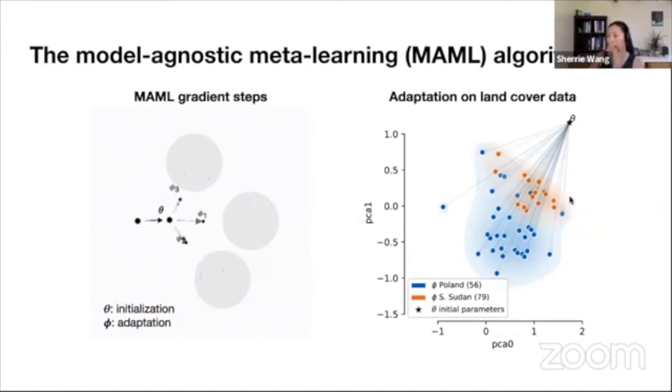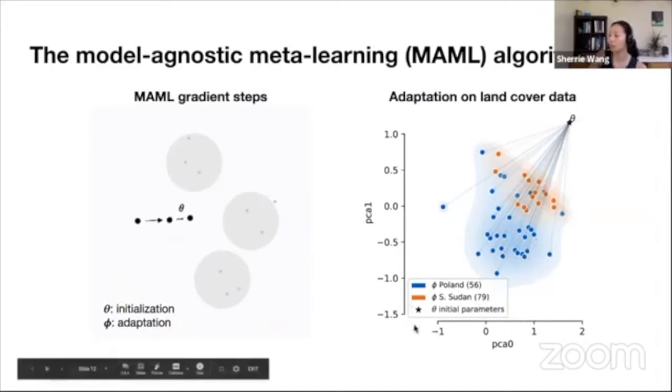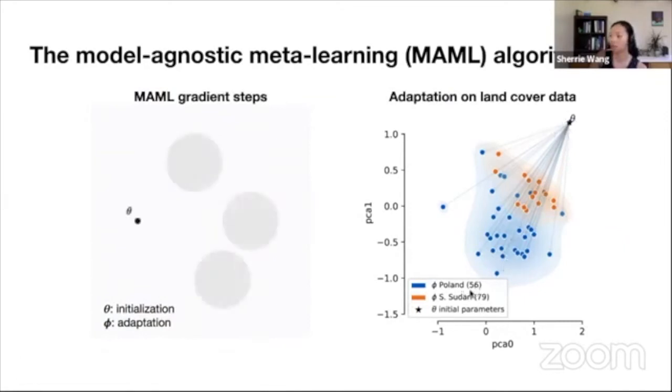So if we look at what actually happens when we adapt theta to different regions around the world, we see that, again, we're doing a principal component analysis on the parameters that we get. So pre-adaptation here, theta is the black star, and then post-adaptation in 2 different regions, 2 different countries in the world, Poland and South Sudan. You can see there's a distribution here because it's a bunch of different tasks with slightly different sampled data. And you can see that the Poland tasks cluster together and the Sudan tasks also cluster together.